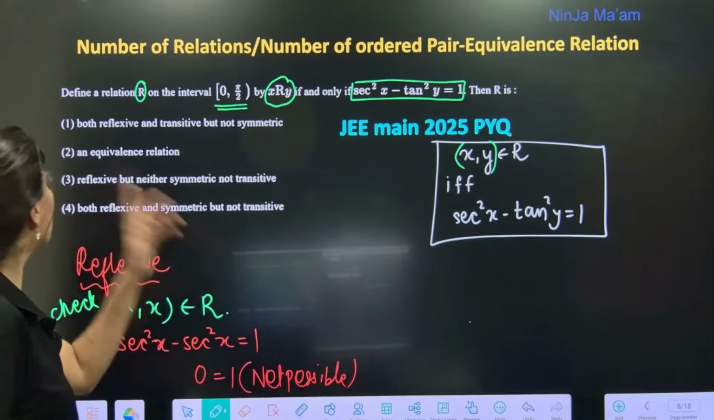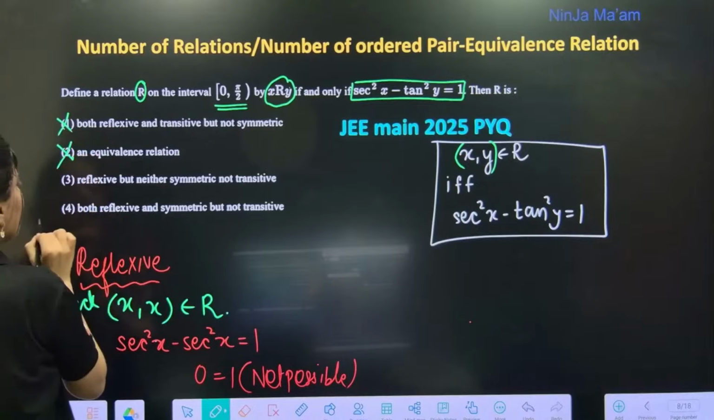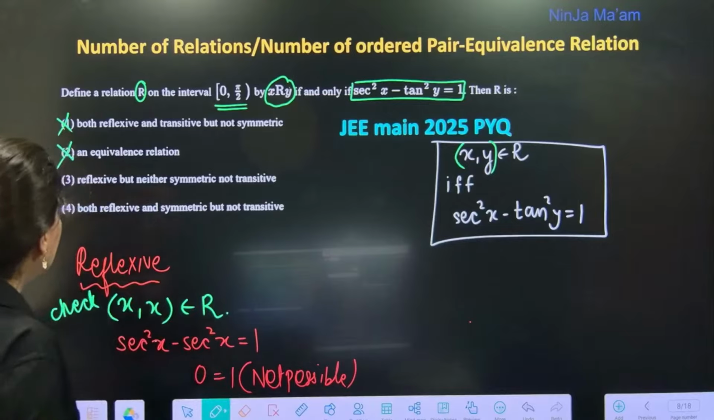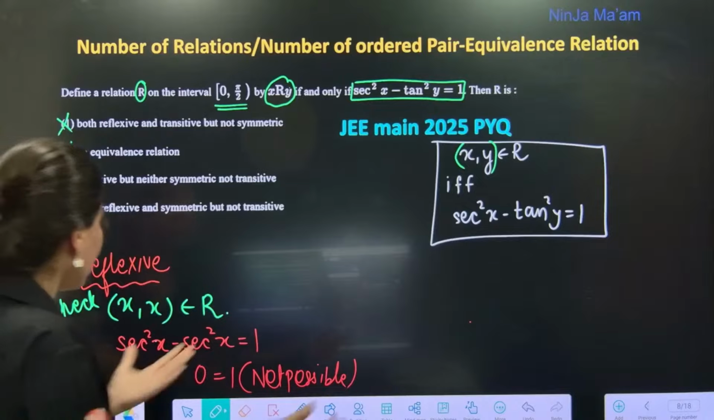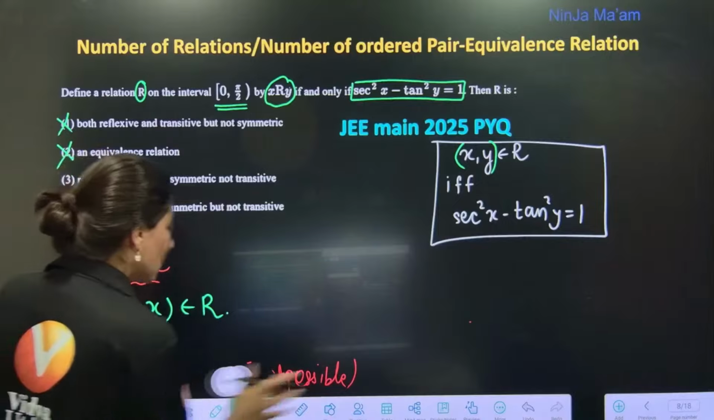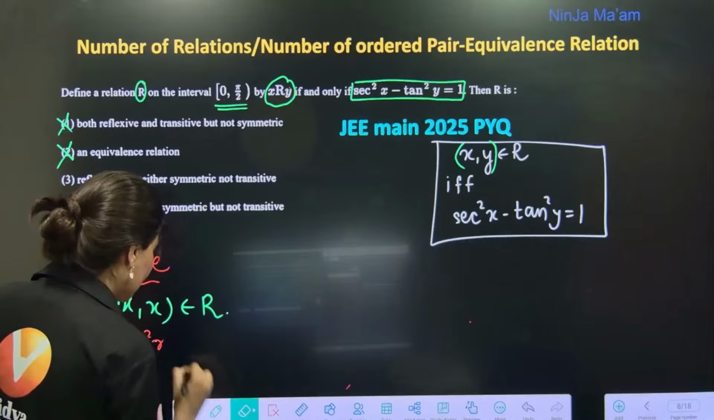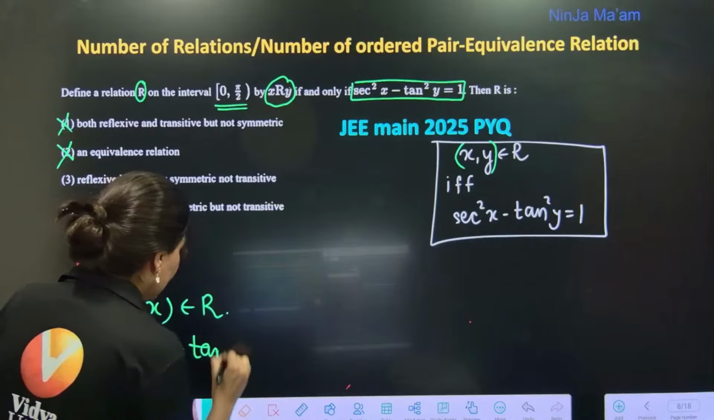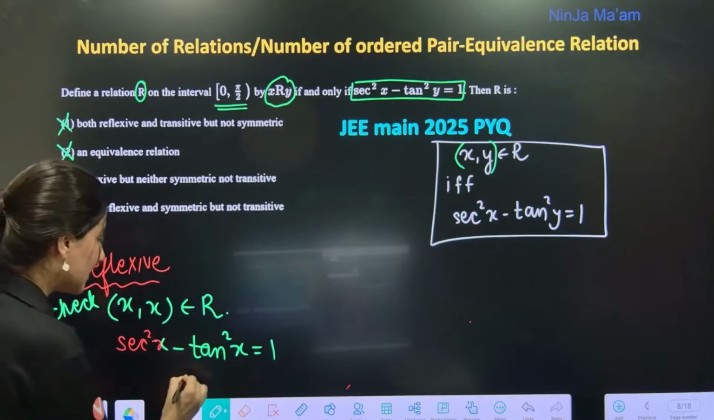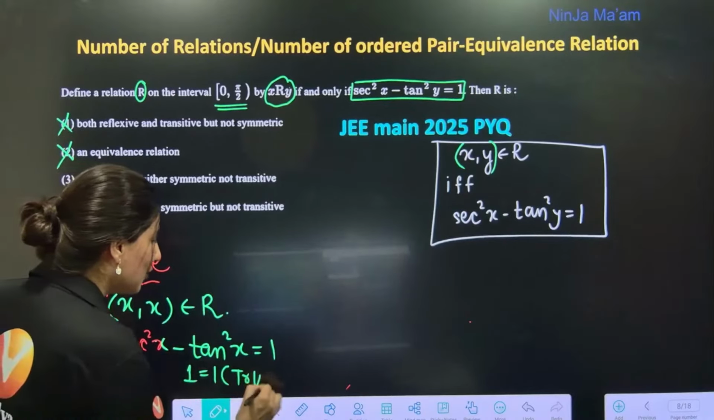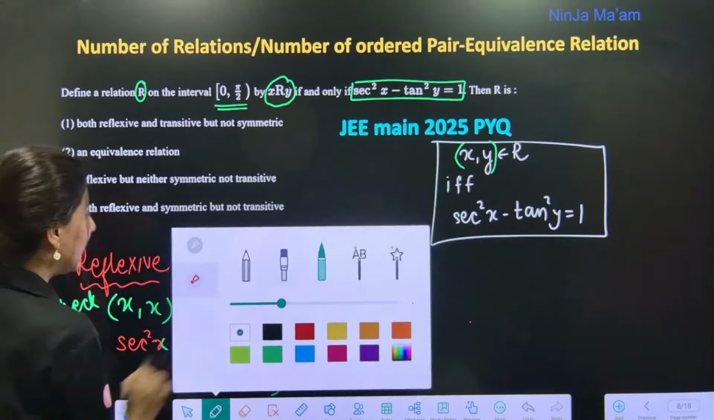If I check the options now, then it will be like reflexive is not there. Sorry, this is tan square: sec square x minus tan square x is equal to 1. And you know what, sec square x minus tan square x is actually 1. So this is a true statement. So what does that mean? That your relation is definitely reflexive.